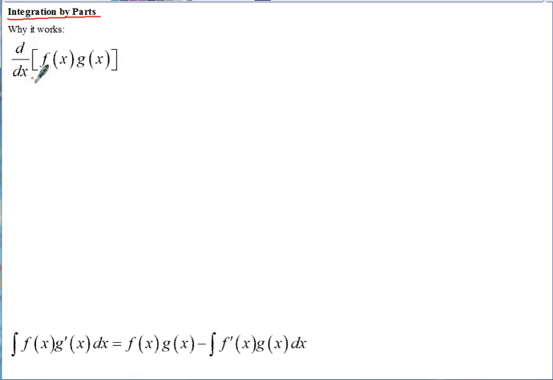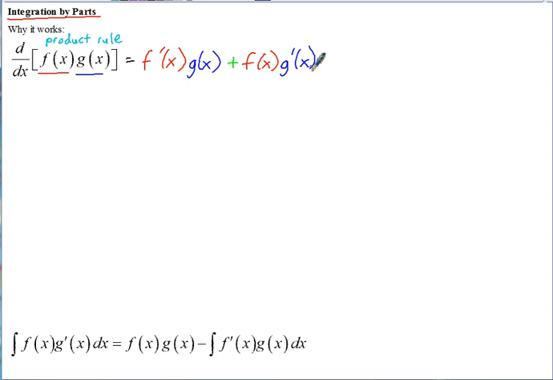If we have the derivative of f of x times g of x, that would require using the product rule, where f of x is our first function and g of x is our second function. Remember the pattern: you take the derivative of the first function, f prime of x, times the second one as it is, g of x, plus the first one as it is, f of x, times the derivative of the second one, g prime of x.